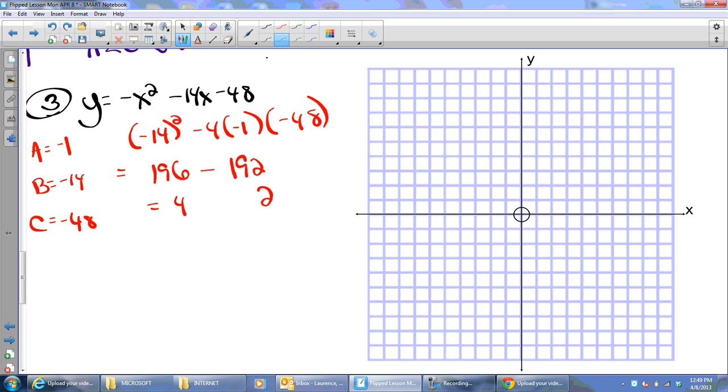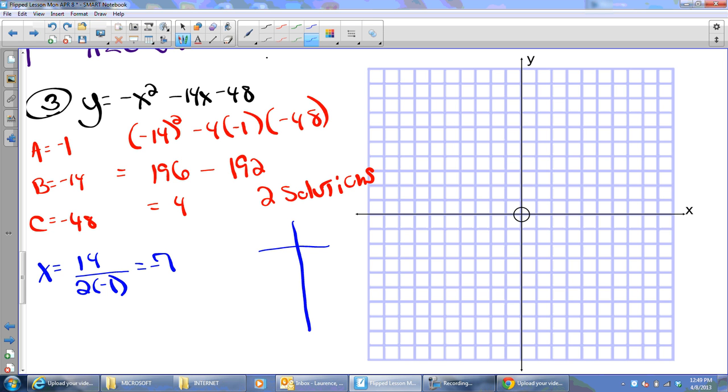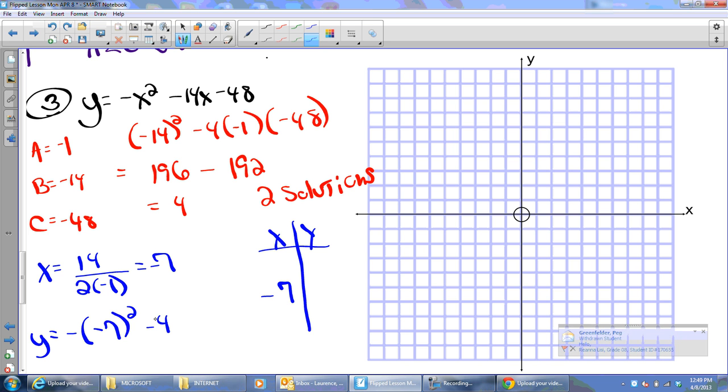So there are going to be two solutions again. And I'm going to go looking for my vertex now. So x equals the negative of b over 2a, which will be negative 7. So in a t-table, I'll set x equal to negative 7, and then I'll plug it in. Negative of negative 7 squared minus 14 times negative 7 minus 48.